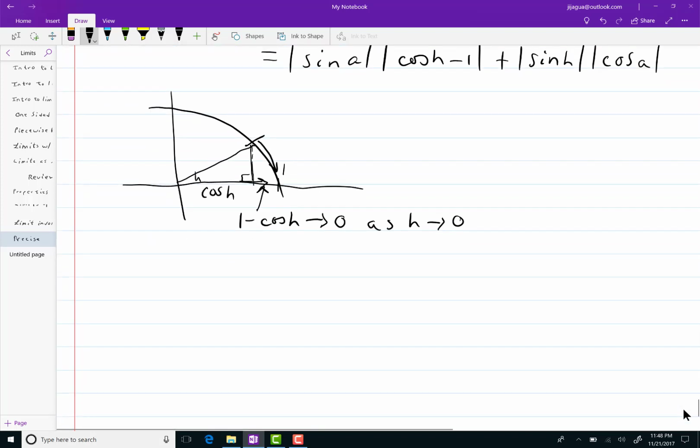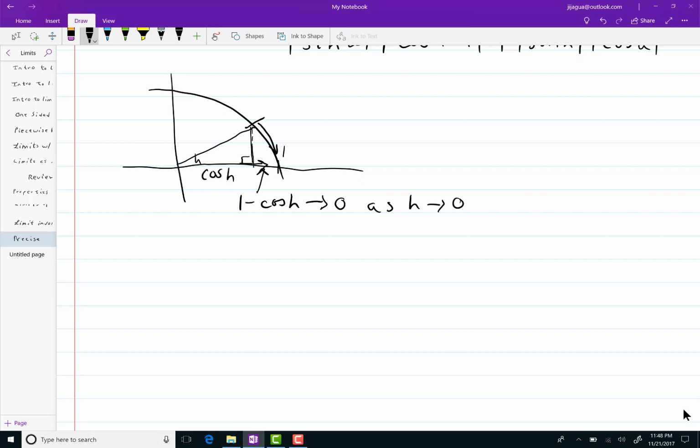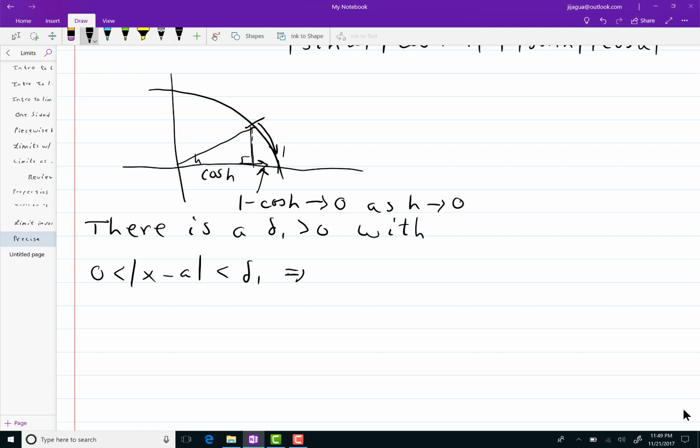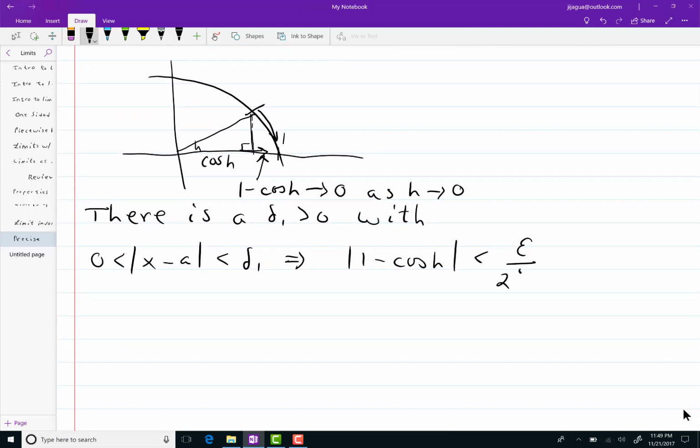What that means is that there is a delta 1 greater than 0 such that 0 less than the absolute value of x minus a less than delta 1 implies that the absolute value of 1 minus cosine of h can be made to be less than epsilon over 2 times the absolute value of sine of a. A is a given number, sine of a is simply a number, and we know it's not 0.